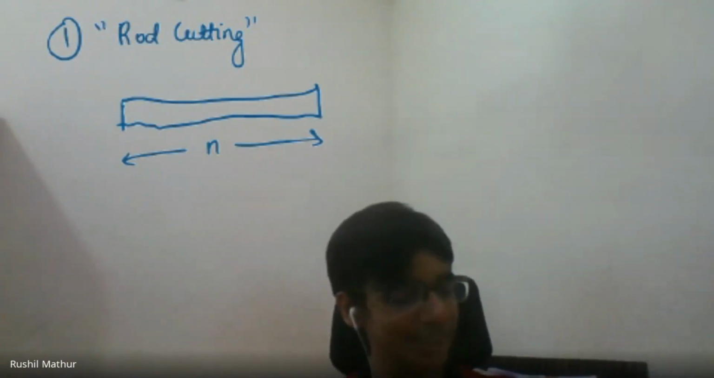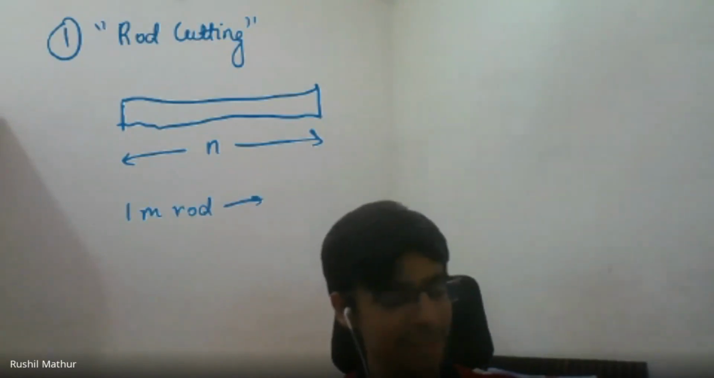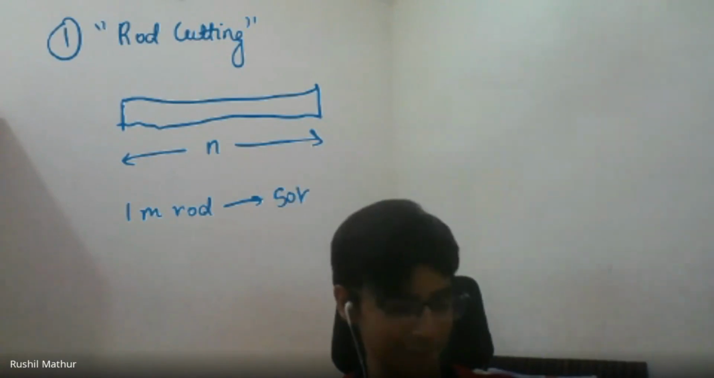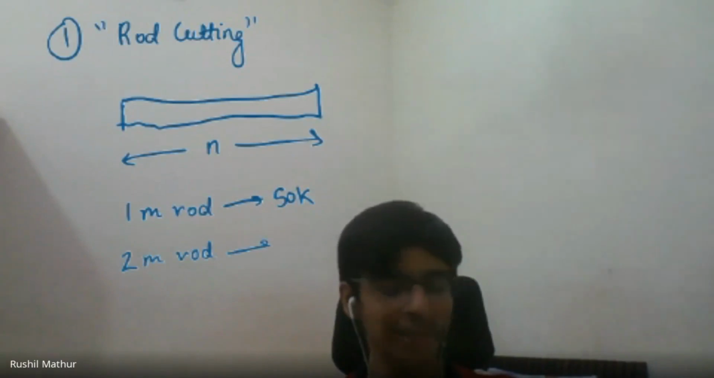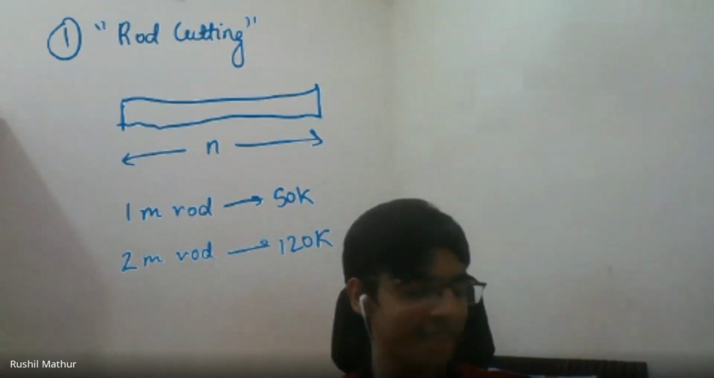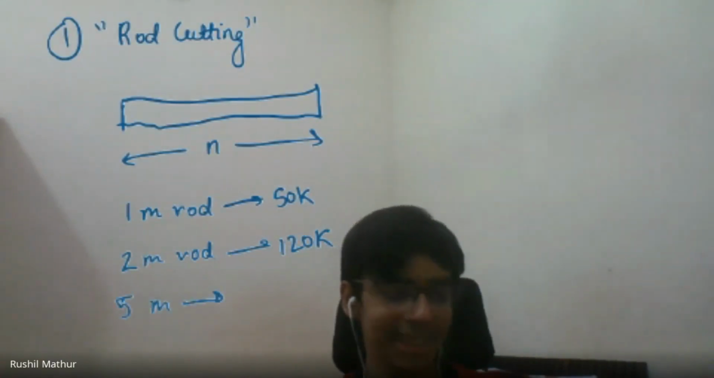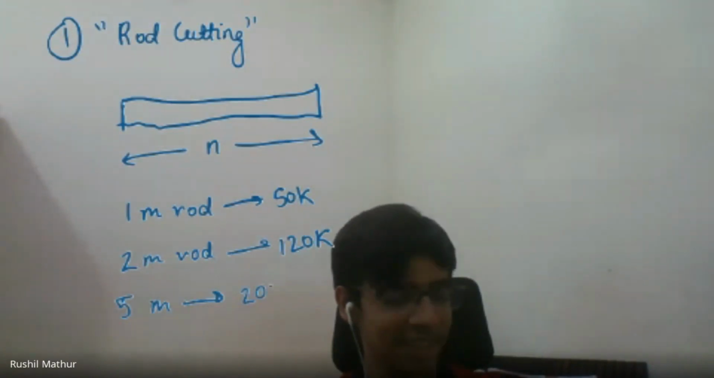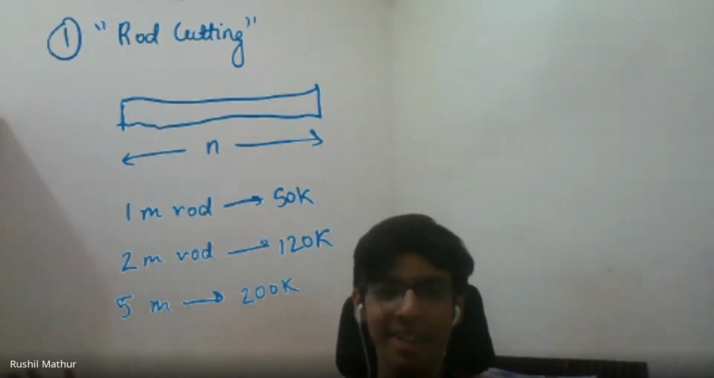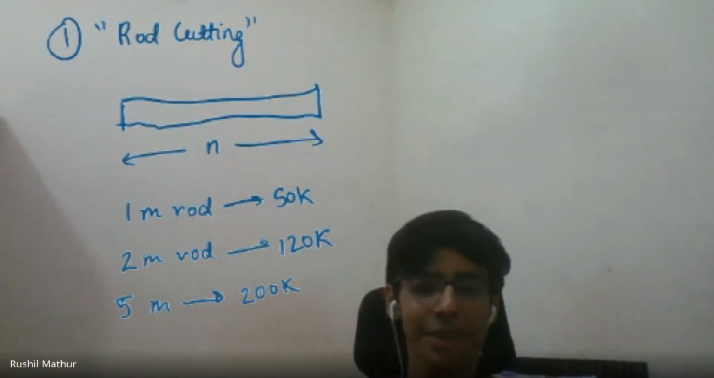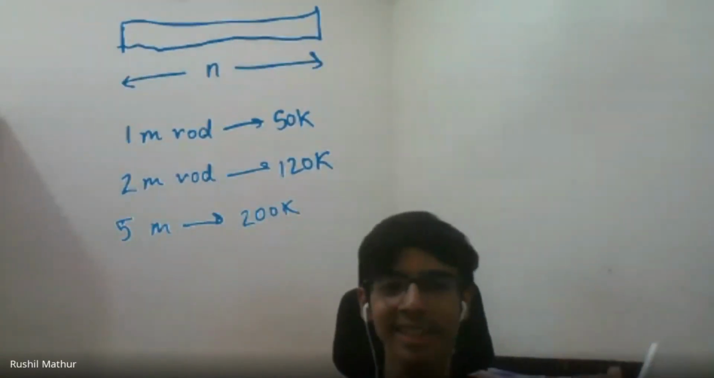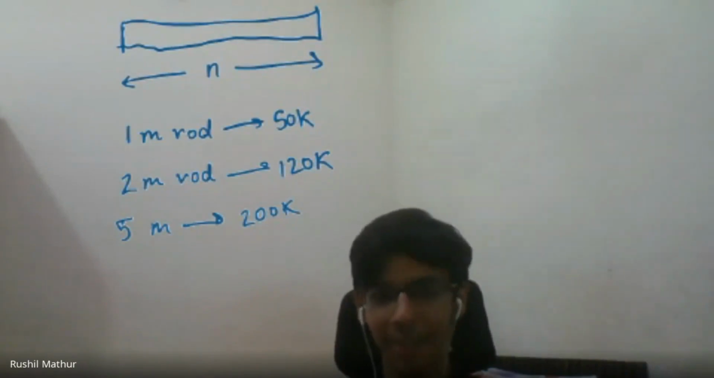Let's say if you have a 1 meter rod, then you can sell it for 50,000 rupees. If it's 2 meters, then it need not be linear. It need not be 100K now. Maybe now it is even more valuable, 120K. If it's 5 meters, then it may be less expensive. It'll be like 200K or something. There are some values which are given to you that for different rod lengths, there are different prices.